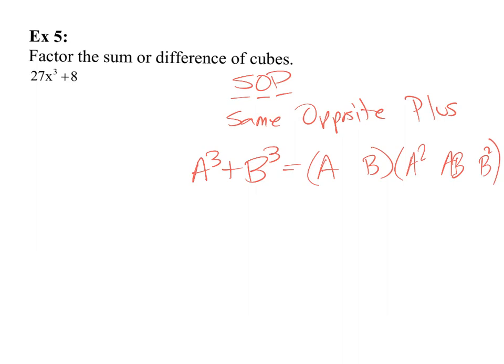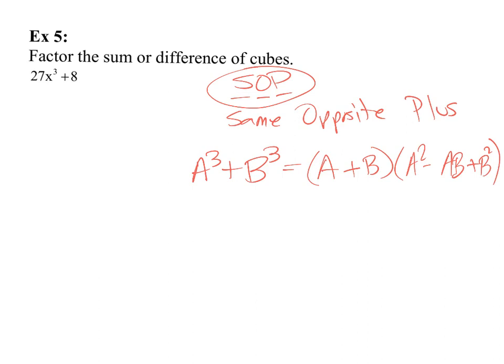Now, what are the signs? Well, that's where this acronym comes into play. Same means the same operation as what you started with in the sum of cubes, so it's plus. O for opposite. And then P for plus, so we always end with a plus. So there's the general structure of a sum of cubes that's factored.